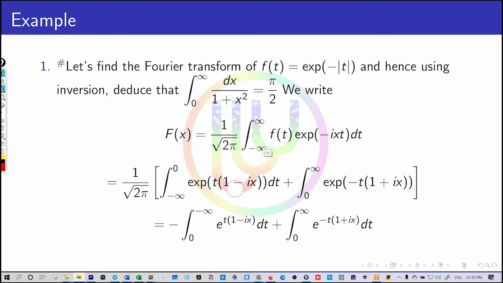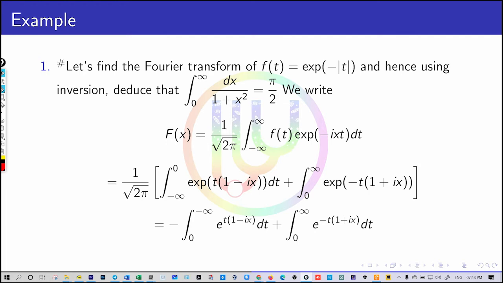So this is an example. We can find the Fourier transform of f of t, which is equal to e raised to minus mod t. Okay, f of t is equal to e raised to minus mod t, and hence using the inversion, we നമ്മൾ ചോദിച്ചിരിക്കുന്നത് deduce that the integral from 0 to infinity dx by 1 plus x square is equal to pi by 2 എന്ന് deduce ചെയ്യാനാണ് പറഞ്ഞിരിക്കുന്നത്. Usually നമ്മൾ ഇത്തരം integrals കോംപ്ലക്സ് അനാലിസിസ് ഉപയോഗിച്ചാണ് ചെയ്യുക. പക്ഷേ here for the sake of illustration of the method we are going by this method.